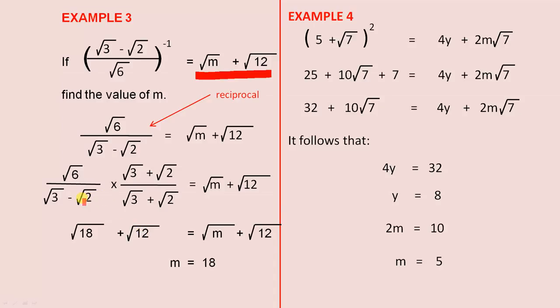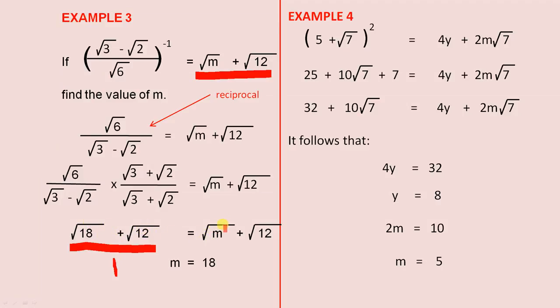Now down the bottom we have the product of a sum and difference, which is the difference of two squares. The square root of 3 all squared is 3. The square root of 2 all squared is 2. So 3 minus 2 is 1. See, so really that's all over 1. But we don't have to have that in there. It's just the square root of 18 plus the square root of 12.